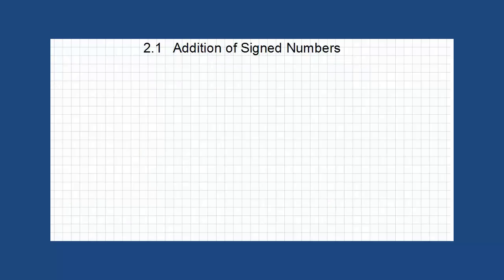Welcome to our new lesson on Chapter 2, 2.1, Addition of Signed Numbers. We need to use negative numbers in many ways. Signed numbers, we can represent it on this number line.